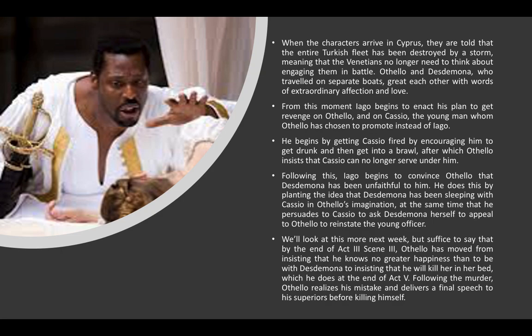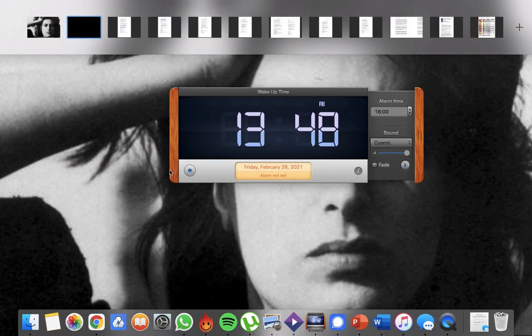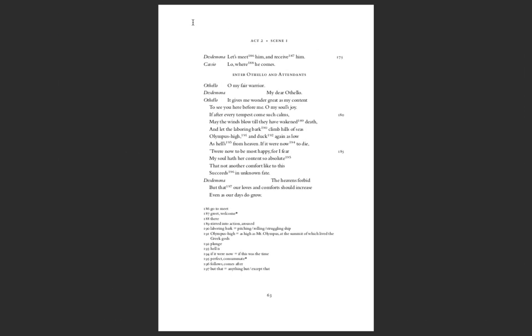Okay, so the characters arrive in Cyprus. They are told that the entire Turkish fleet has been destroyed by a storm, which means that the war is off, basically. There's not going to be any battle. And Othello and Desdemona, everyone's very happy, and Othello and Desdemona greet each other with these great words of affection and love. We see that in Act 1, Scene 2, where Othello says, they enter in. I'll put the video clip for this on eCampus as well.